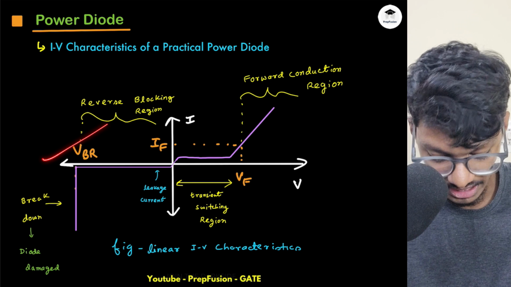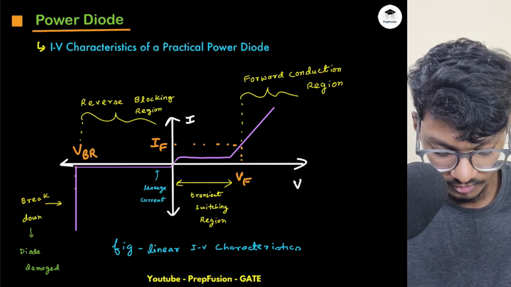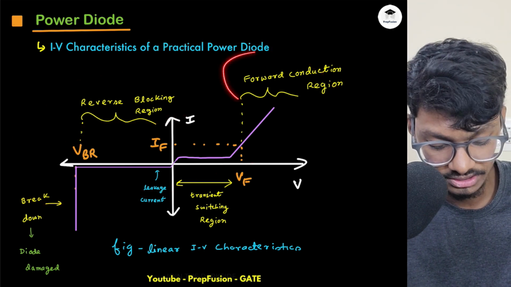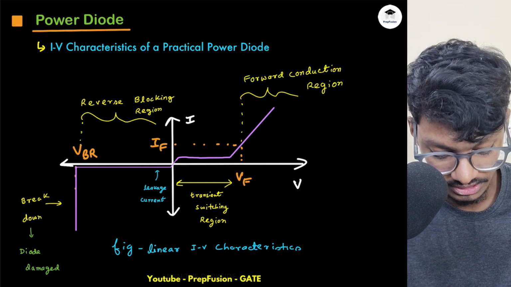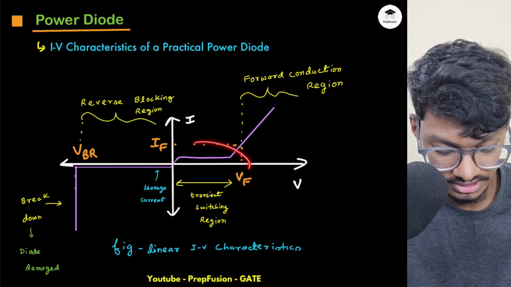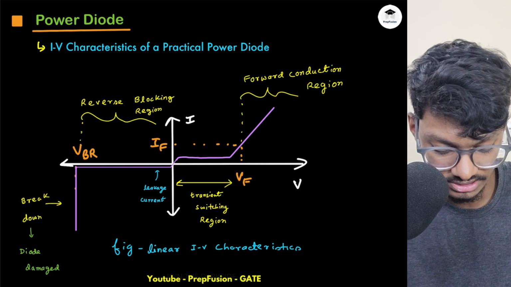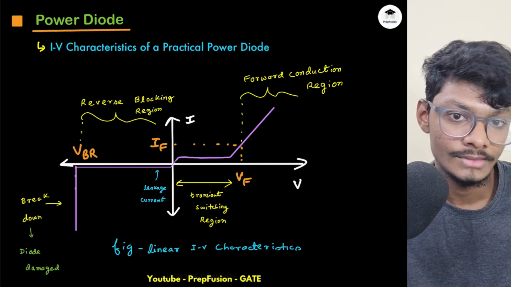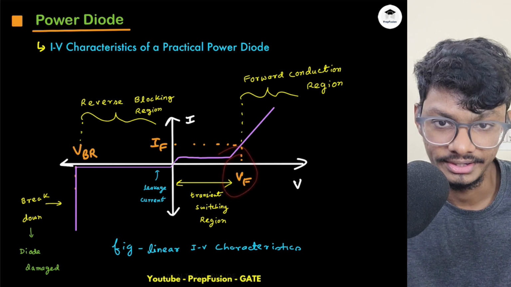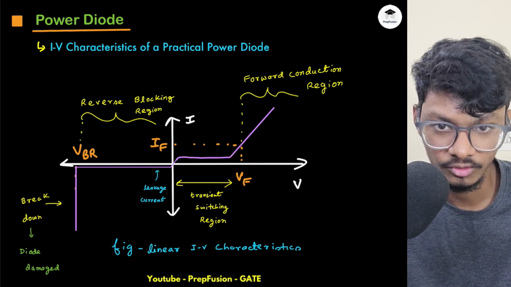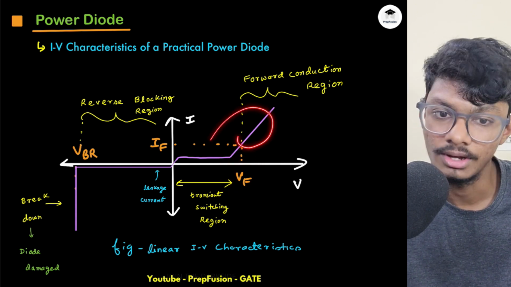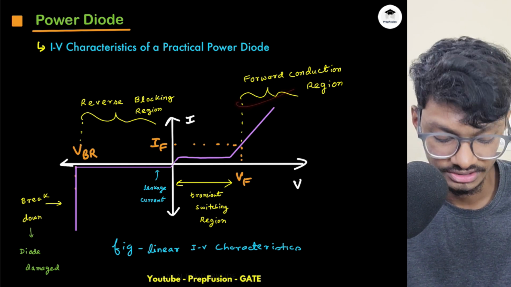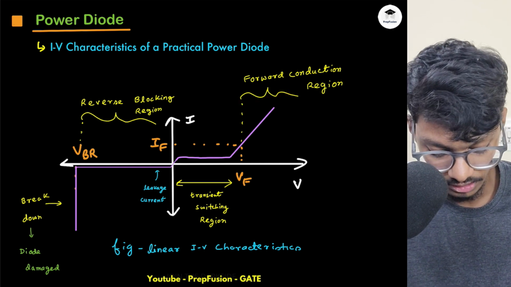So this is basically the IV characteristics of a power diode. There are a few regions. This is known as the reverse blocking region, this is the forward conduction region, and this is the transient switching. In this region we are increasing the voltage to more than the forward voltage. If you increase the input voltage to more than VF, the diode will be forward biased and go into the forward conduction region. So these are the different regions.